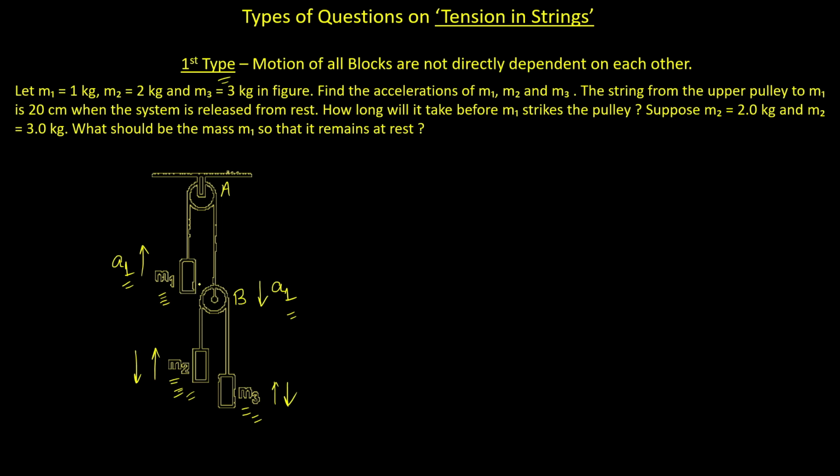But when this mass M1 moves upward with an acceleration of A1, then this M2 and M3 as a whole, means this thing as a whole, moves downward, because this is moving upward and this pulley B is moving downward. So these two masses as a whole will move downward with an acceleration A1. But the movement of M2 and M3 with respect to the pulley B, we cannot depict. M2 either can move upward or downward, M3 either can move upward or downward. That we cannot depict. We need to assume at first and then we have to move accordingly.